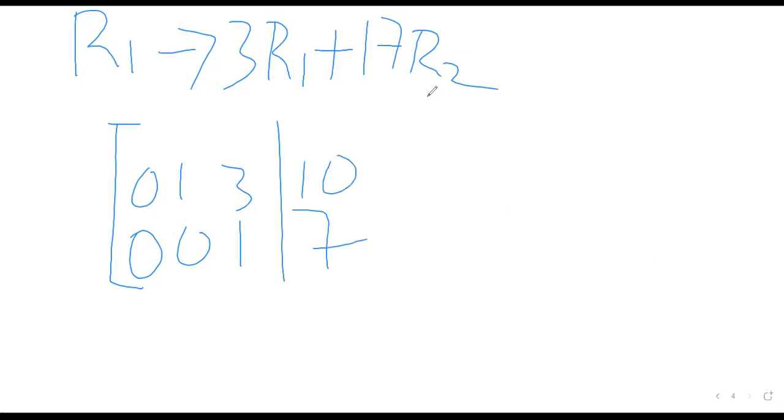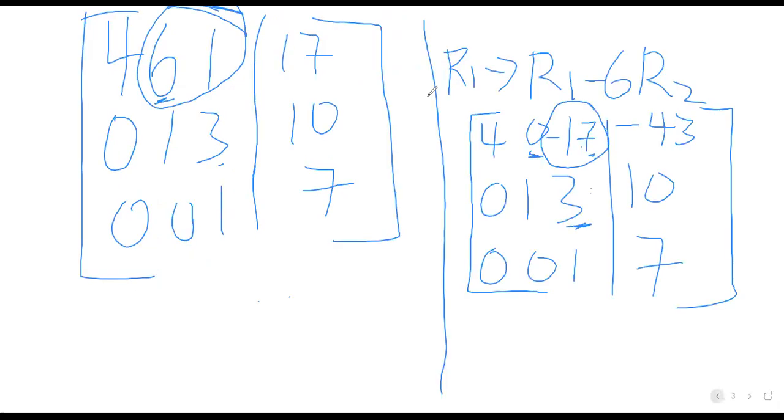So we are still working on row 1. So 3 times row 1. So 3 times 4 is 12. 12 plus 17 times 0 is still 0. So 12 plus 1 times 0 here will still be 12. Right? And then the second side too is 6.